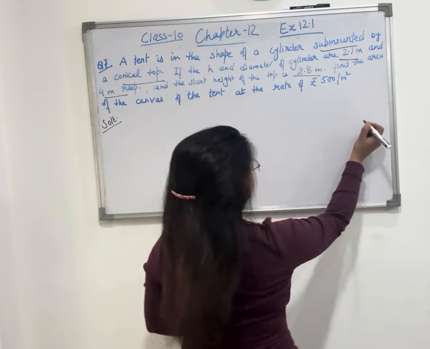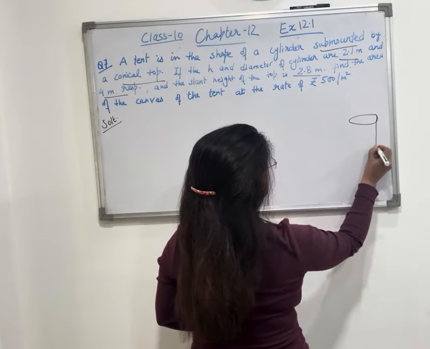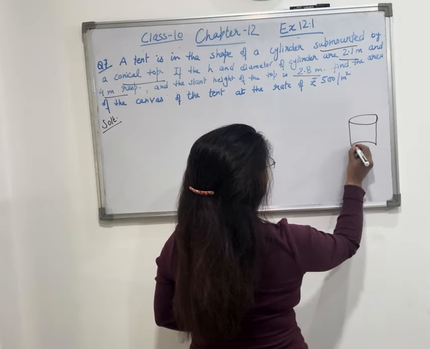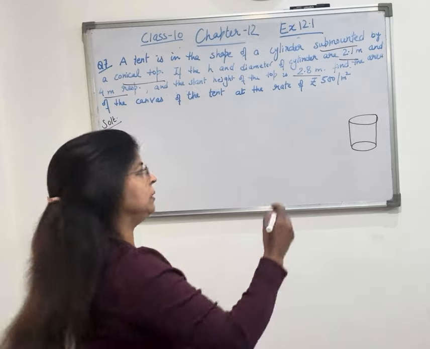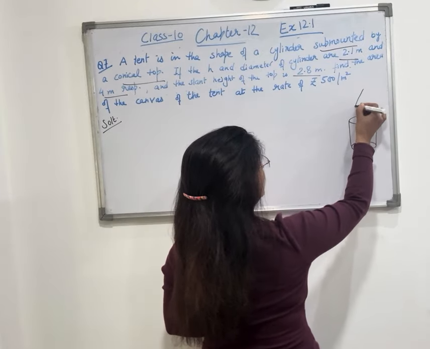So let's first draw the figure. Let's draw a cylinder. Now they are saying it is surmounted by a conical top. So on the top of it, let's draw a cone.